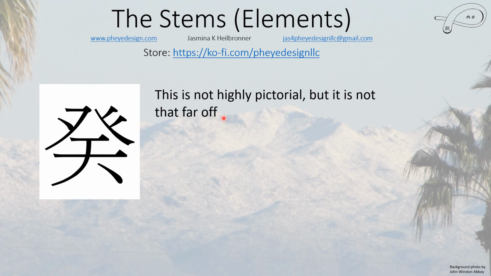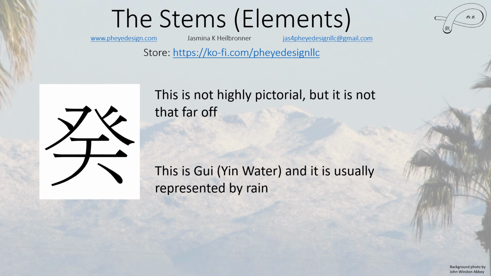Now this one is not terribly pictorial, but it's not too bad. So if you think of this as a roof, and these are the raindrops falling on there to run off and protects things inside, well, this is Gui. It's yin water, and it's usually represented by rain, sometimes as clouds, but often as rain. So to me, this is how I remember these guys.